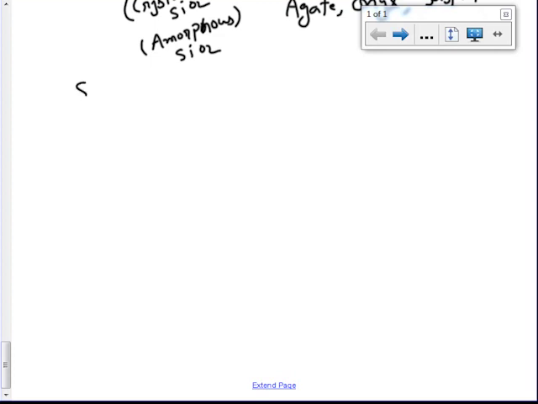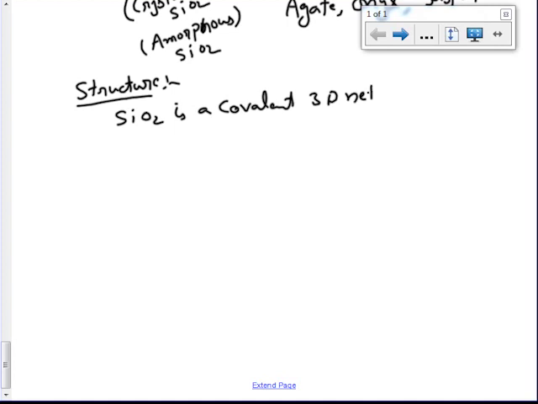First of all, see the structure. Generally we write carbon dioxide as C double bond O double bond O. SiO2 is also the same, Si double bond O and double bond O? No, it is wrong. See, SiO2 is a covalent three-dimensional network solid. It is a three-dimensional network solid.